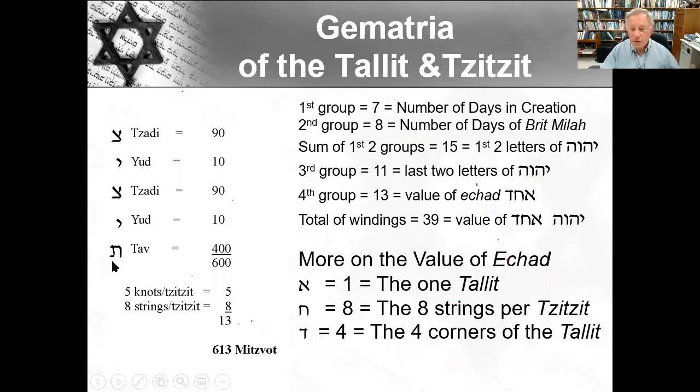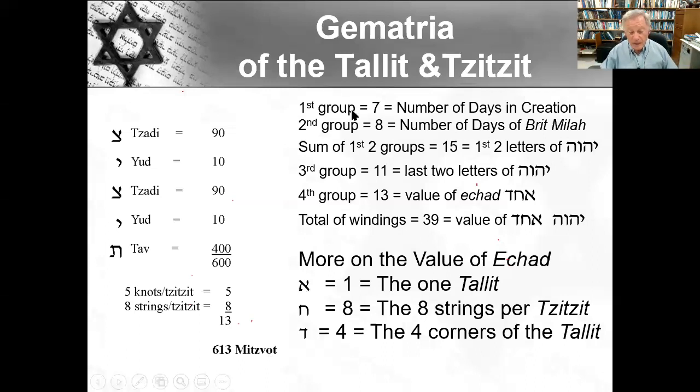First thing we're going to do is just look at the gematria of the word tzitzit. Tzadi is 90, Yud is 10, 90, 10, and 400. That's 600. Okay? But there are 5 knots in each of the tzitzit, and there are 8 strings in each of the tzitzit. If I add all of these up, I get 613. And you may know that in Jewish tradition, we understand that if you read the Bible really carefully, actually just the Torah really carefully, you can count 613 commandments. Okay, but wait, there's more.